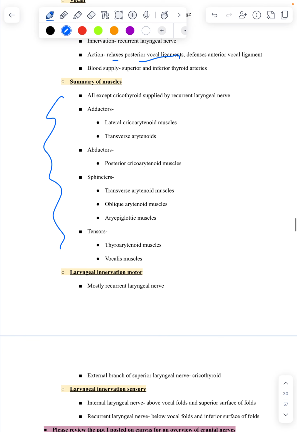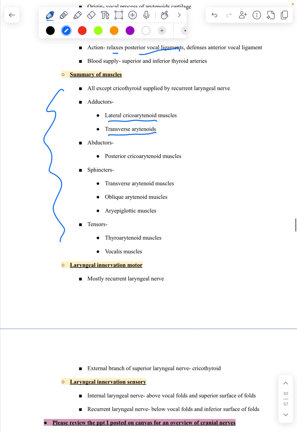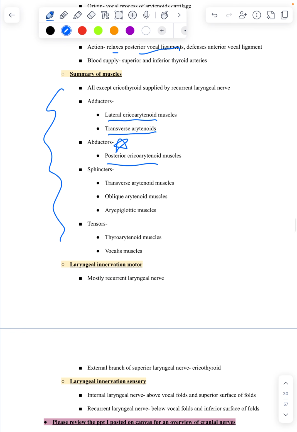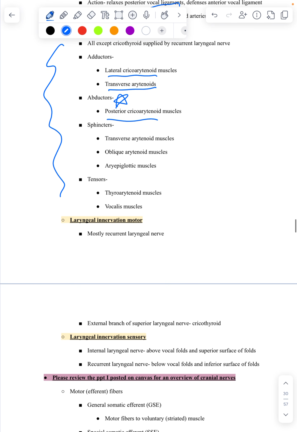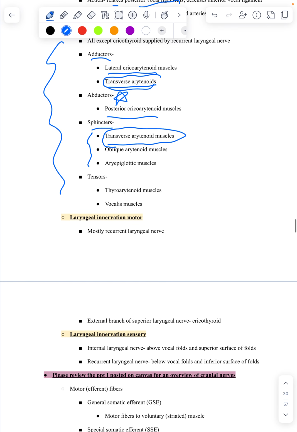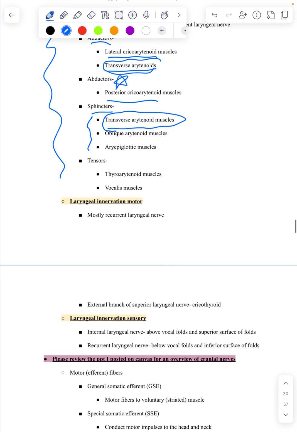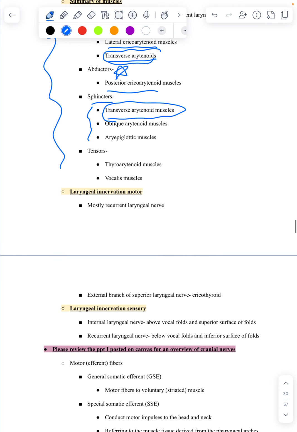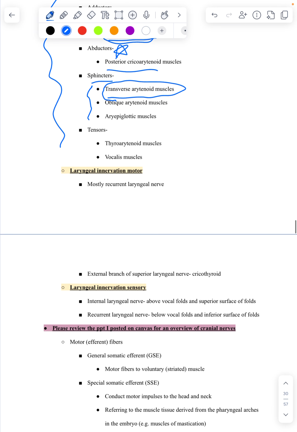So the summary of the muscles: your adductors, we have multiple. It's the lateral cricoarytenoid and the transverse. The abductor, only one, which is the posterior cricoarytenoid. Then you have a bunch of them that do sphincter roles. Transverse acts as a sphincter and as an adductor, and the other ones just have one role. Your tensors are your thyroarytenoid and your vocalis.